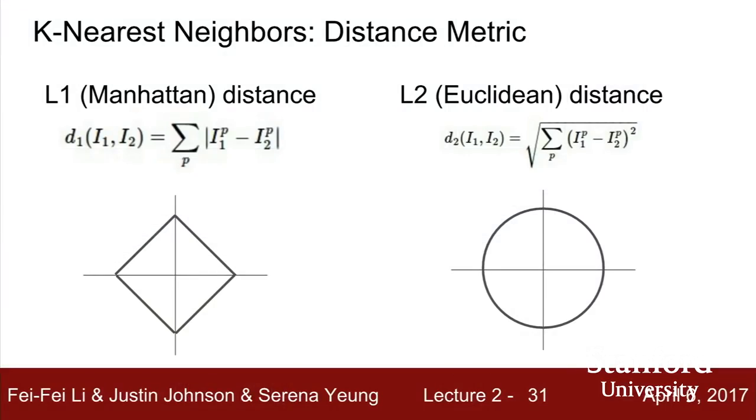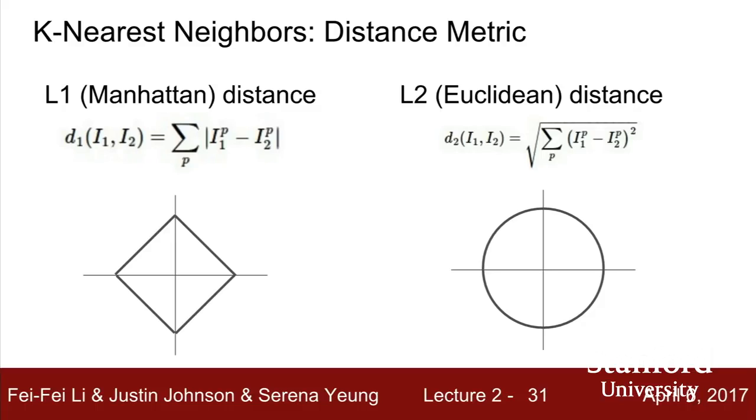Another choice we have when working with the k-nearest neighbor algorithm is determining exactly how we should compare our different points. For the examples so far, we've talked about this L1 distance, which takes the sum of the absolute values of the differences between the pixels. But another common choice is the L2 or Euclidean distance, where you take the square root of the sum of the squares and use this as your distance.